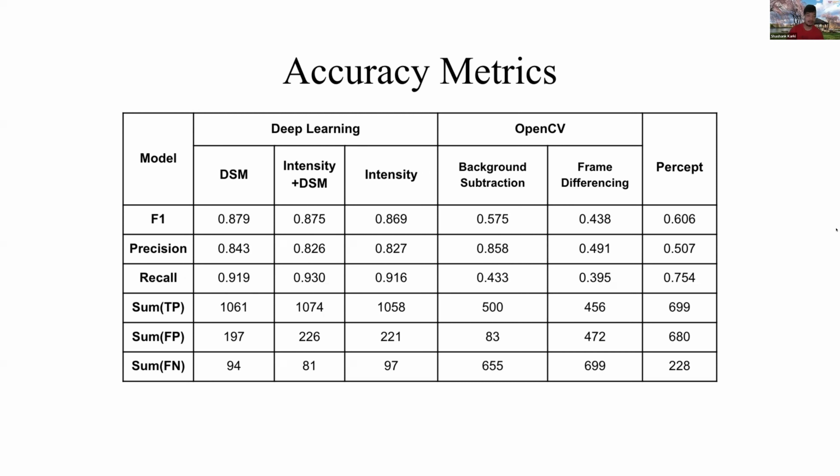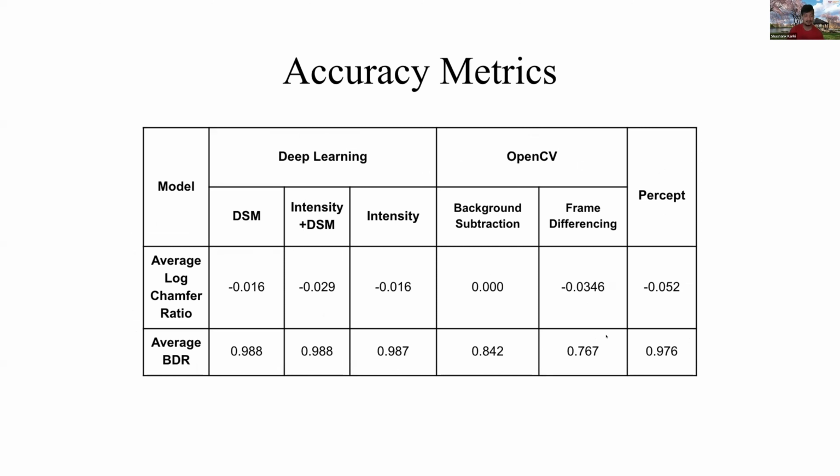So these are the traditional metrics, which are pretty much understood. The other metrics I'm going to show are the chamfer ratio and the BDR. Each second has a distinct value for chamfer ratio and BDR, and I have aggregated these. So these are the values right now.